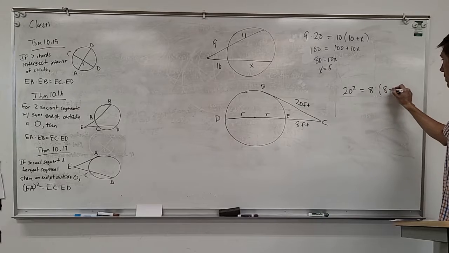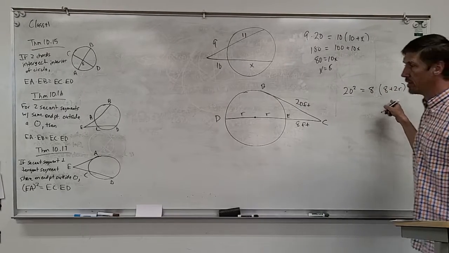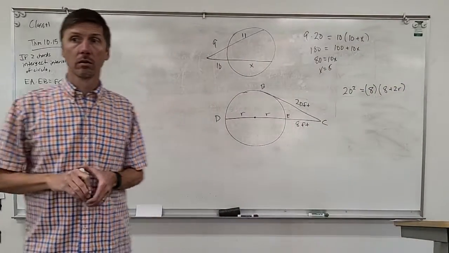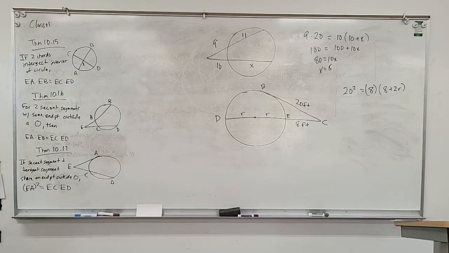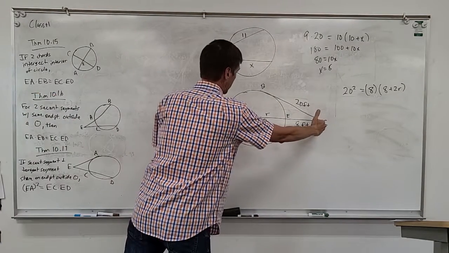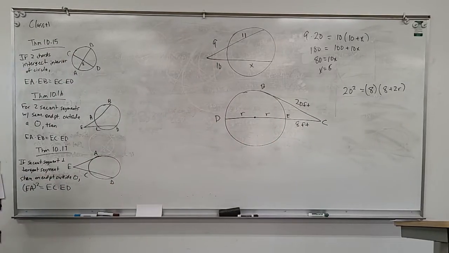8 plus 2R. Why, somebody besides Aiden, why would this value here be 8 plus 2R? Because we want to do the full secant instead of just... Yeah, the full length of the secant segment, which is this 8 plus this R plus this R, right? So that's where we get that value from.